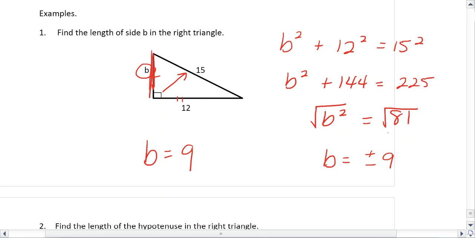Very often this is not a perfect square, so you can express lengths in square root form, or sometimes the problem might ask you to actually take the square root and round to the nearest tenth. So just read the directions carefully to see what we're supposed to do.